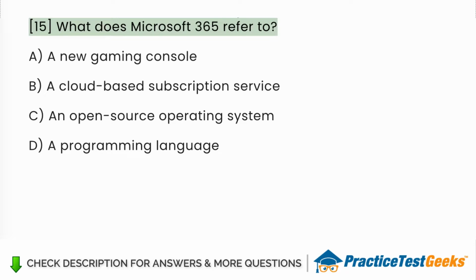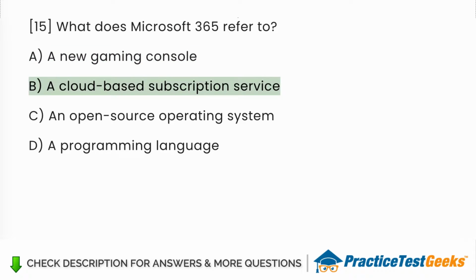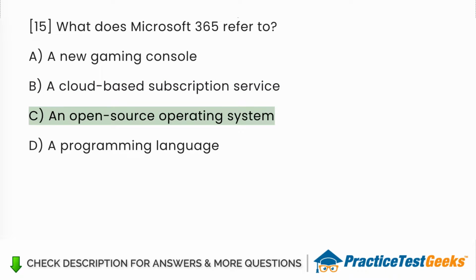What does Microsoft 365 refer to? A. A new gaming console. B. A cloud-based subscription service. C. An open-source operating system. D. A programming language.